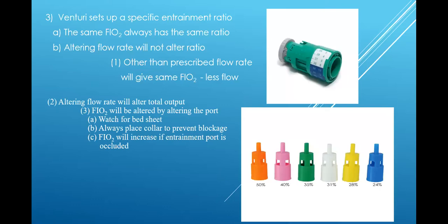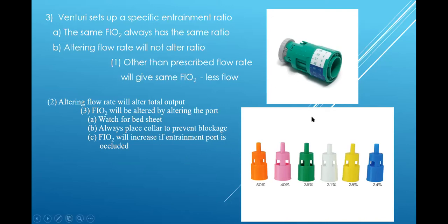The Venturi is a principle that sets up a specific air entrainment ratio. That's that air to oxygen ratio. The air to oxygen ratio is also known as the entrainment ratio. You got a certain amount of parts air and a certain amount of parts oxygen, okay? Remember, 40% oxygen is a ratio of 3 to 1, right? It is. If you don't remember that, then you can just do the magic box and figure it out, okay? They all have their own ratio, okay?